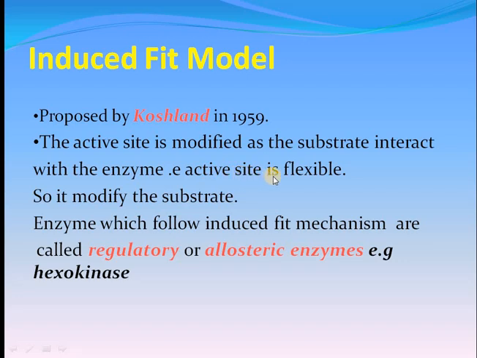The enzyme's active site is flexible, so it modifies the substrate. When the substrate interacts with the enzyme, the amino acids which make up the active site are molded into a precise shape, which enables the enzyme to perform its catalytic function more effectively. The change induced in the shape of the active site is responsible for the conversion of substrate into the product. As the reaction is completed, the active site regains its original shape.